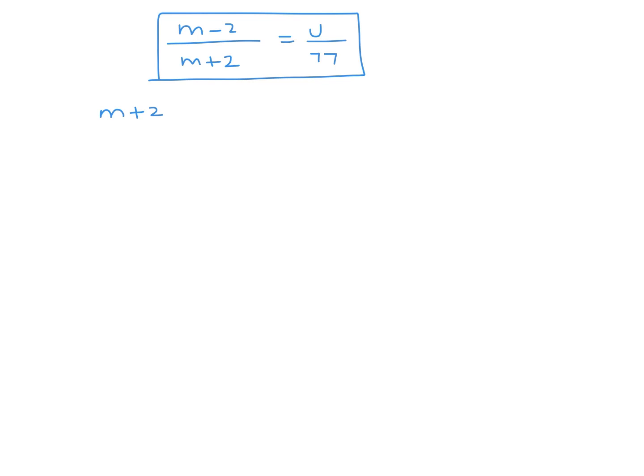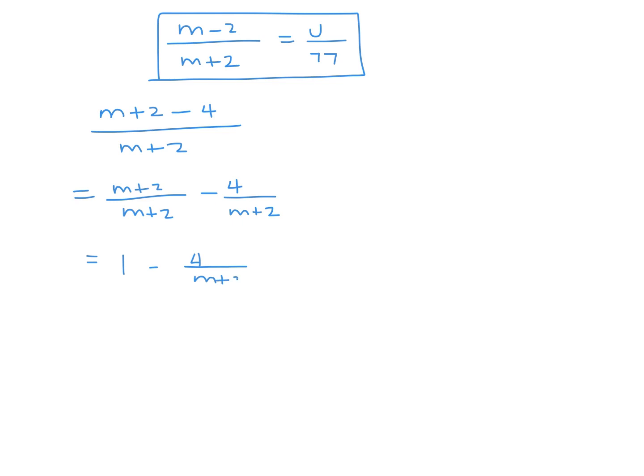What I'll do is I'll write m plus 2 minus 4. And that's the same as m minus 2, but maybe it'll help. And then that will basically mean it's m plus 2 over m plus 2 minus 4 over m plus 2, like that. Got it? Okay, what this does is it makes this 1 minus 4 over m plus 2.